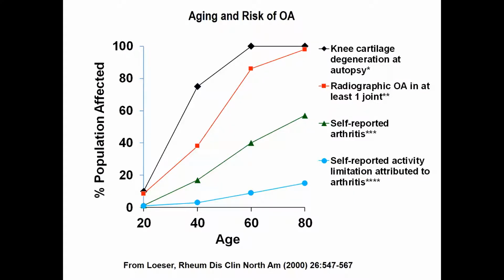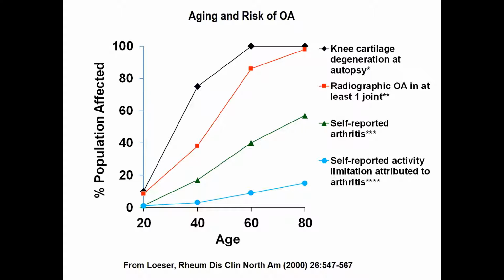In terms of aging, you can see that there's a direct association between increasing age and the percent of the population that's affected by osteoarthritis. These different lines represent different ways of looking at changes in the joint and symptoms. This black line is a very old autopsy study where they looked at the knee articular cartilage for any signs of changes, and you can see how common it is in older adults to have some changes in the articular cartilage. But this wouldn't be defined as osteoarthritis because these people may or may not have had any symptoms.